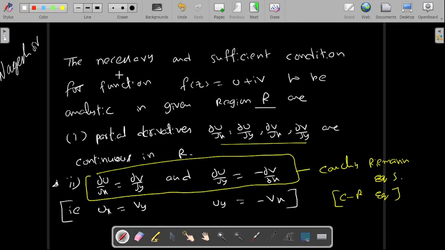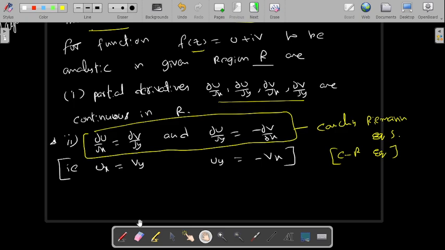So now we see the one condition, the necessary and sufficient condition for a function f of z to be analytic in the given region R. That means for this function f of z to be analytic in the region R, it has to satisfy two conditions.